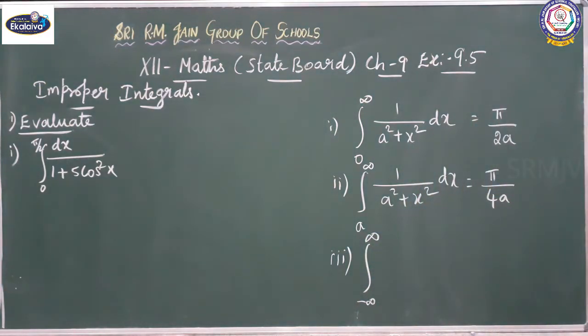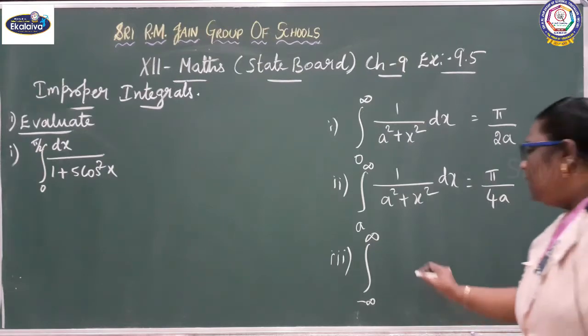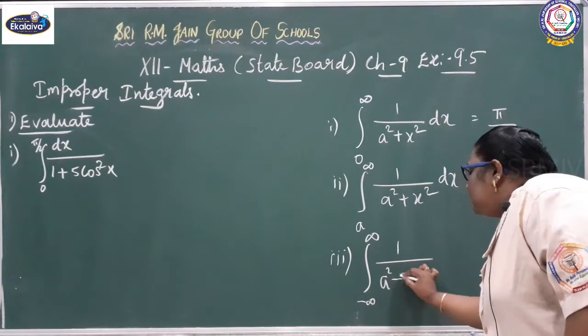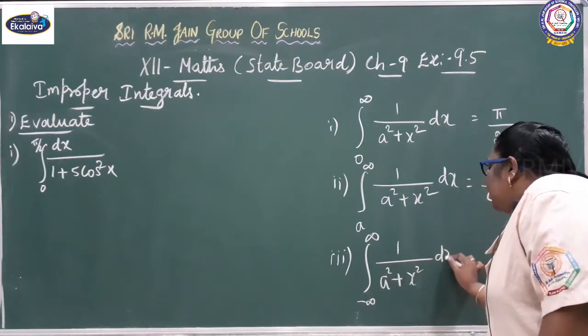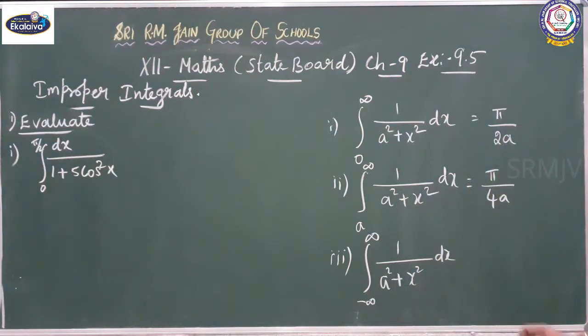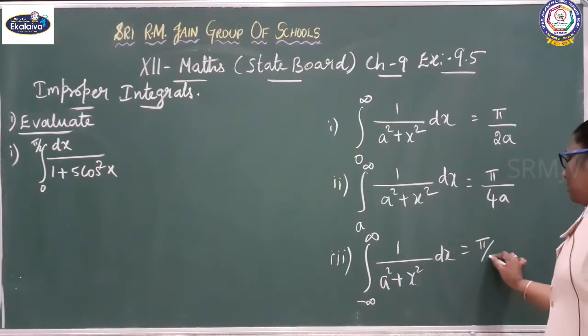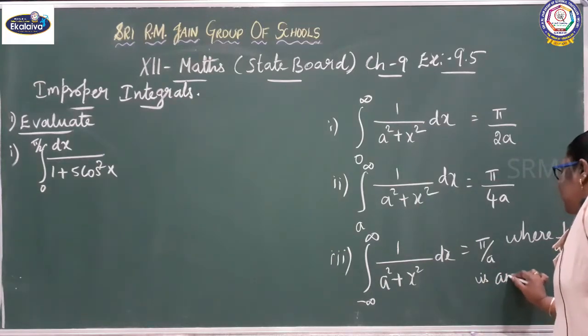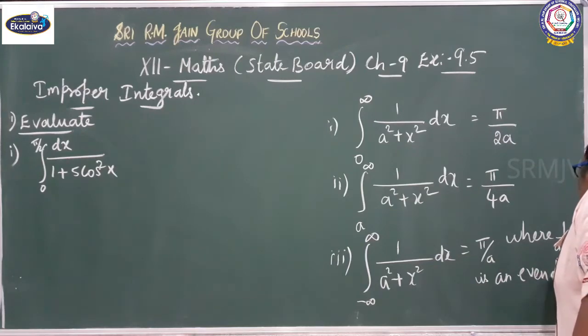infinity 1 by a square plus x square into dx equals pi by a, where 1 by a square plus x square is an even function. First we can check that it is an even function, then we can go for this formula. This is for the improper integral.